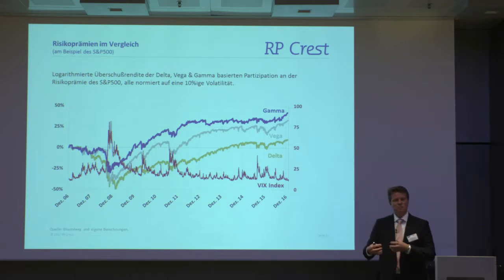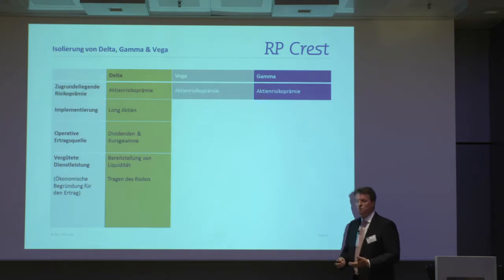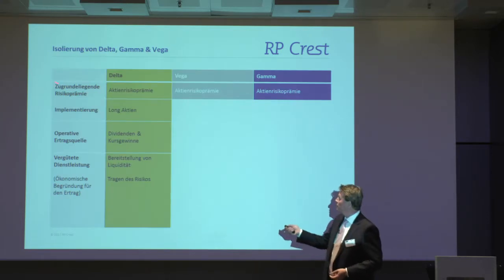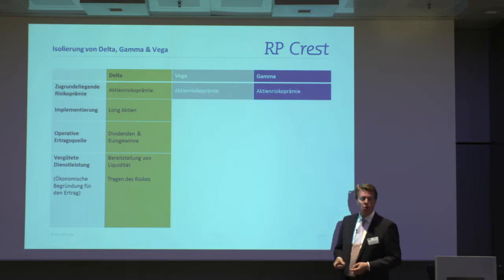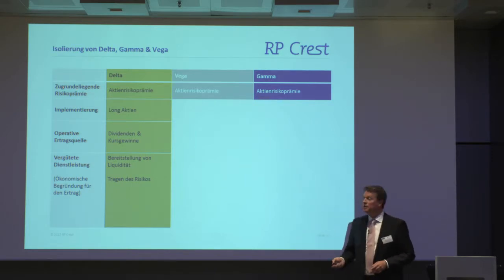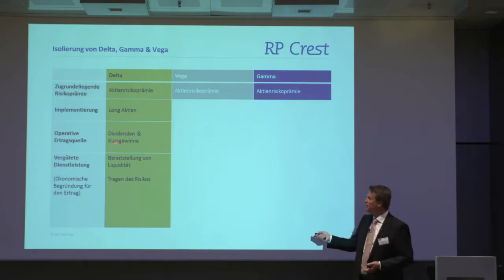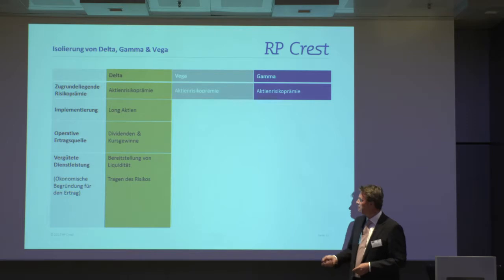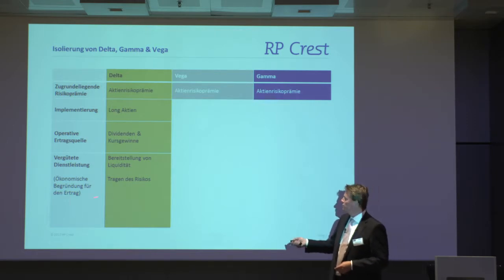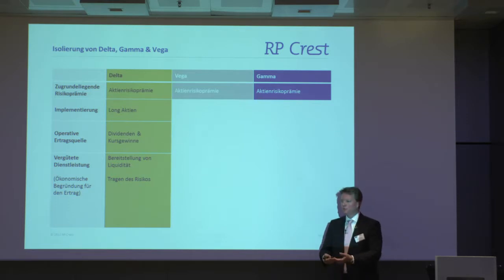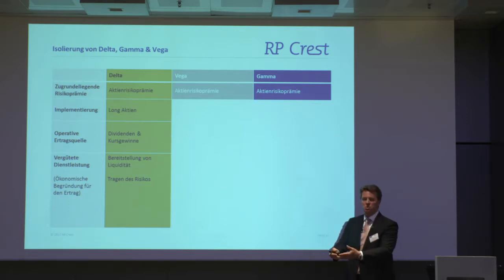Now, before we draw some really insightful conclusions from this graph, let me give you the chance to understand how these three lines were computed. I argue that the underlying risk to all three is an exposure to the equity risk premium. In order to build a delta type exposure, you buy equities. Your operational sources of income are dividends and capital gains. And the following is important. The remunerated service you're providing, the economic reasoning for a positive return, is the liquidity you provide and the equity risk you bear.